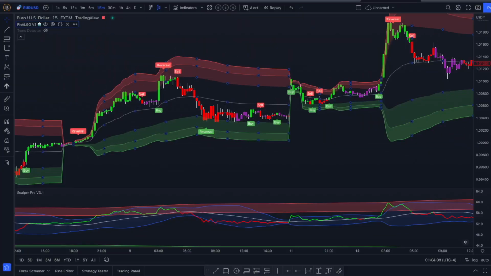And like mentioned before, FinALGO version 2, the trend detector and the SCALPER Pro are community-based indicators. So I receive feedback from the community on Discord, for example, new features they want to see on FinALGO version 2 or some great new ideas I haven't even thought of. So yeah, that's the idea behind SCALPER Pro, FinALGO and the new trend detector indicator part.